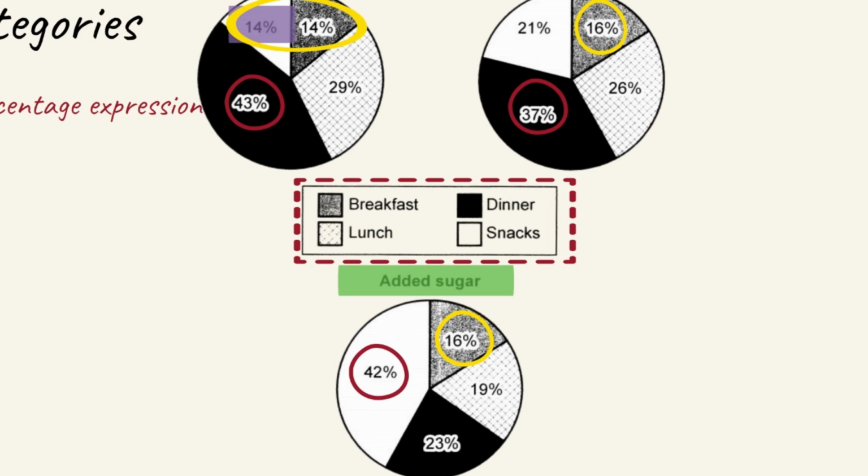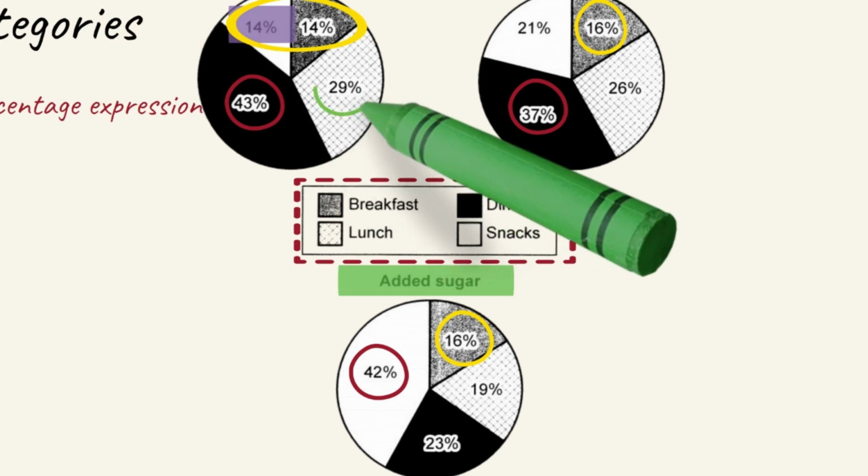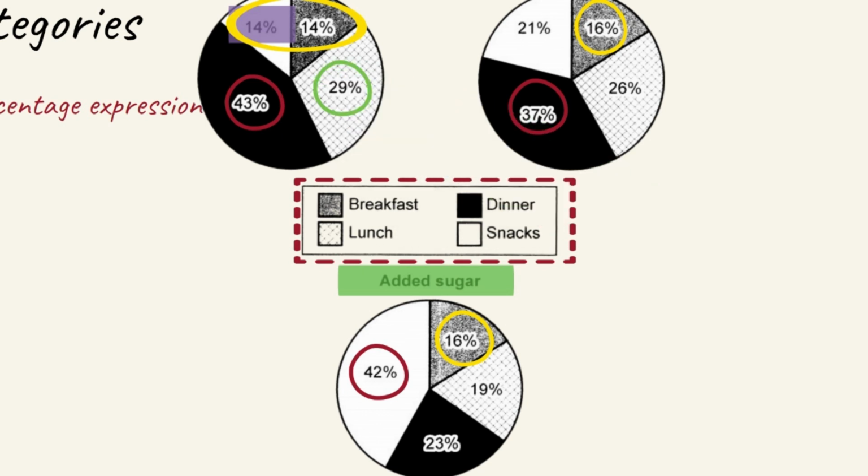Last, check out the rest of the slices. In the first chart, lunch is in the middle at 29%. In the second chart, snacks and lunch are similar at 21% and 26%, respectively. In the third chart, dinner is the middle value at 23%.